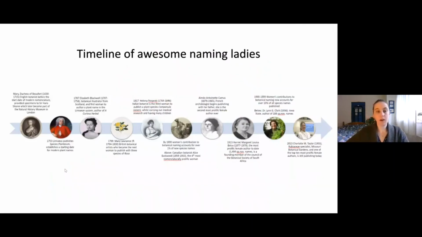And another result was that we were able to get a bit of a timeline for women. We know a lot of the history for men. We know about 1753 when Linnaeus published. We know some other prolific male plant namers, but here we were able to identify some early women, for example, this Mary, Duchess of Beaufort, who contributed specimens to what later became the Natural History Museum. We were able to pick out the first woman to name a plant in the system, and the few women that followed in the 18th century, and also more recently to pick out prolific women, who was the most prolific and who are still currently working and naming plants.